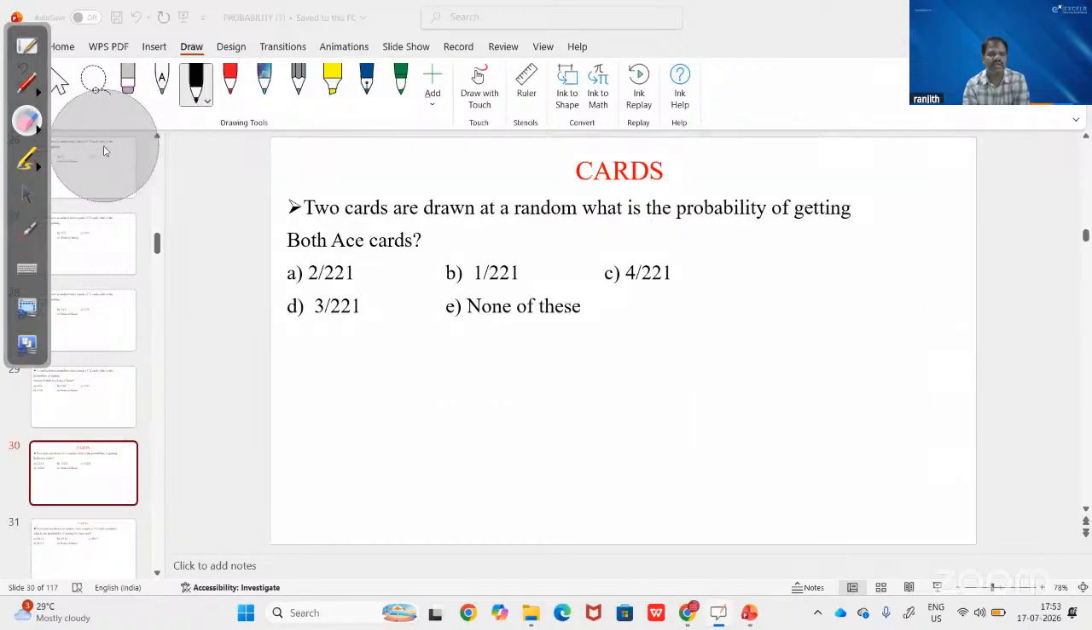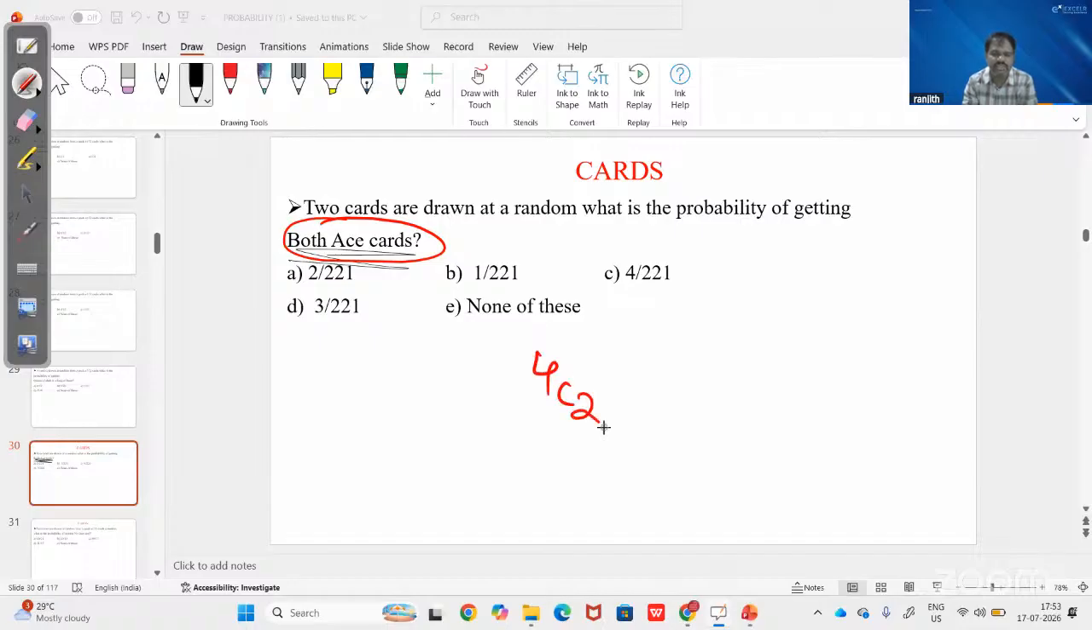Two cards are drawn at random. What is the probability of getting both of them as ace cards? How many ace cards do we have? Sorry, only one ace card in each set, so total aces are four. We need to select two, so that is 4C2 divided by 52C2.